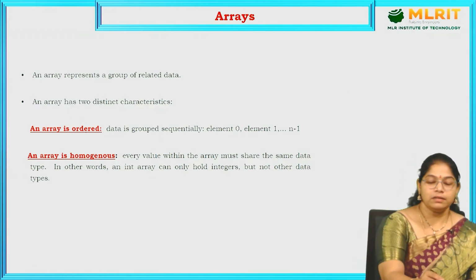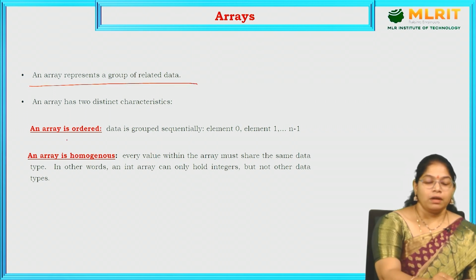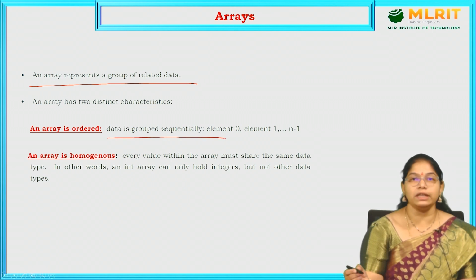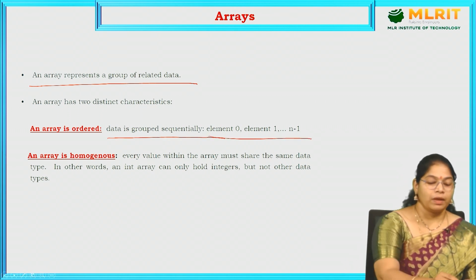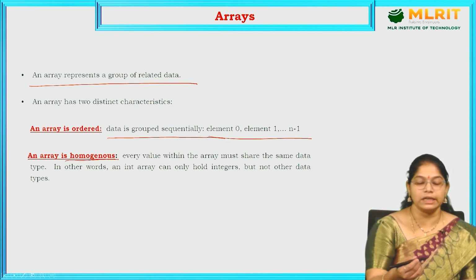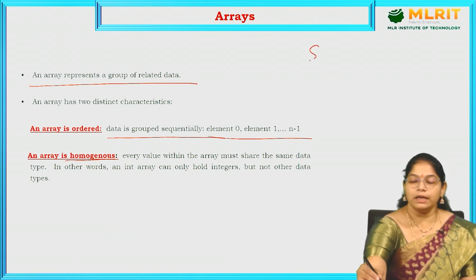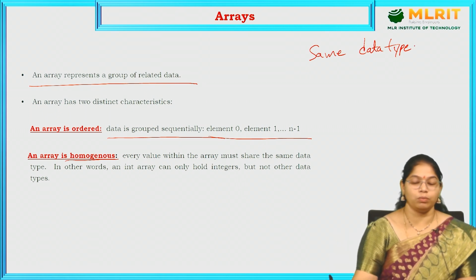An array is a group. An array represents a group of related data. An array is ordered. Data is grouped sequentially, element 0, 1, 2, so on up to n-1. An array is homogeneous. What is homogeneous? Homogeneous means it can store the same data type. Data of the same type is called homogeneous.